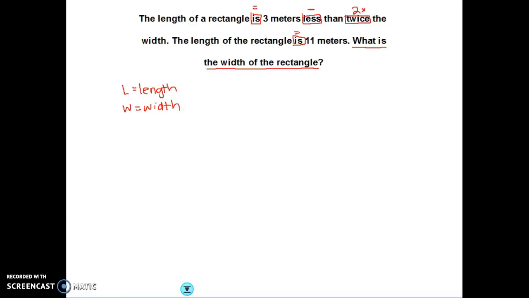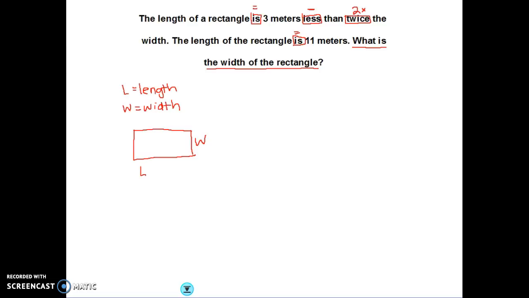Now that we've assigned variables, we can move on to drawing a picture if applicable. Since this question is talking about a rectangle, I'll go ahead and draw a picture so that I have that visual representation. Here's my rectangle. I know that length is usually along the bottom and width is usually along the side, so I'll label those in my image.